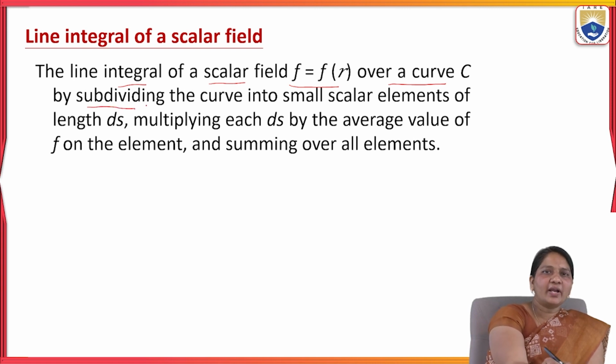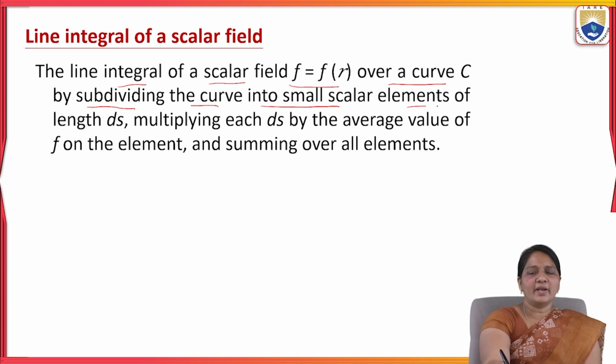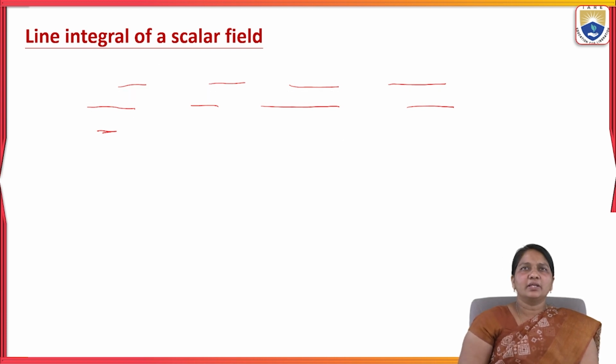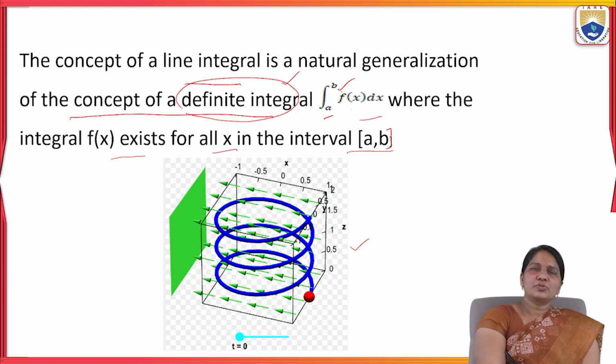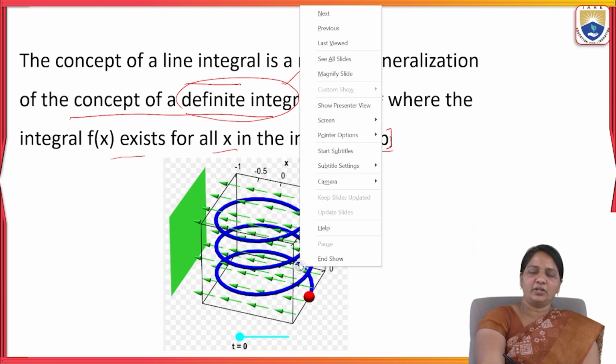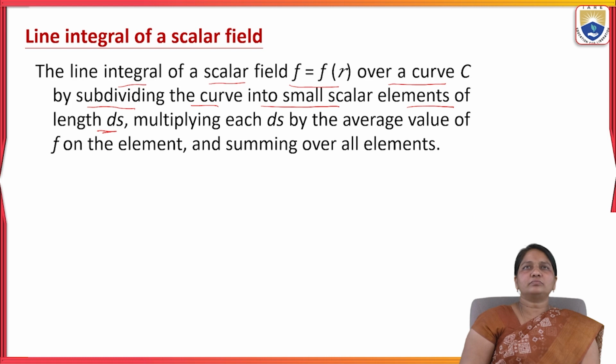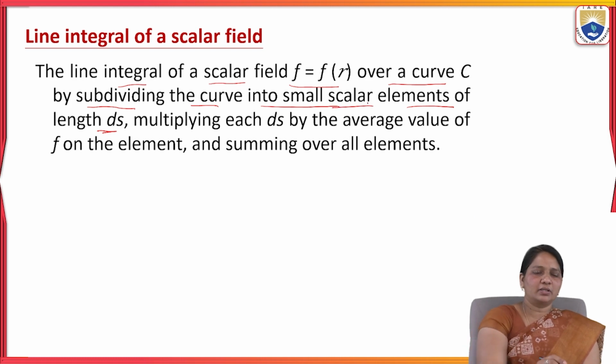We subdivide the curve into small scalar elements of length ds. Why do we need to subdivide the curve? In the figure, the starting and ending values may be different, so we can't calculate from the starting to the ending point along the same values. So we subdivide the given curve into small scalar elements of length ds, multiply each ds by the average value of f on the element, and then sum all the elements.